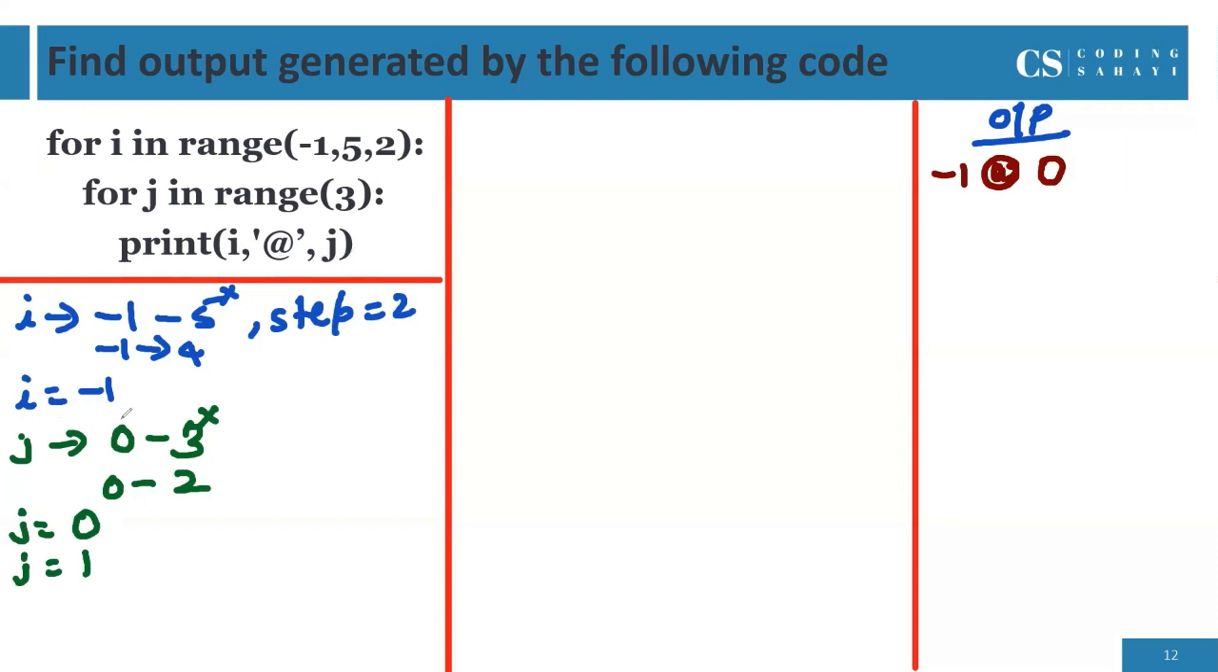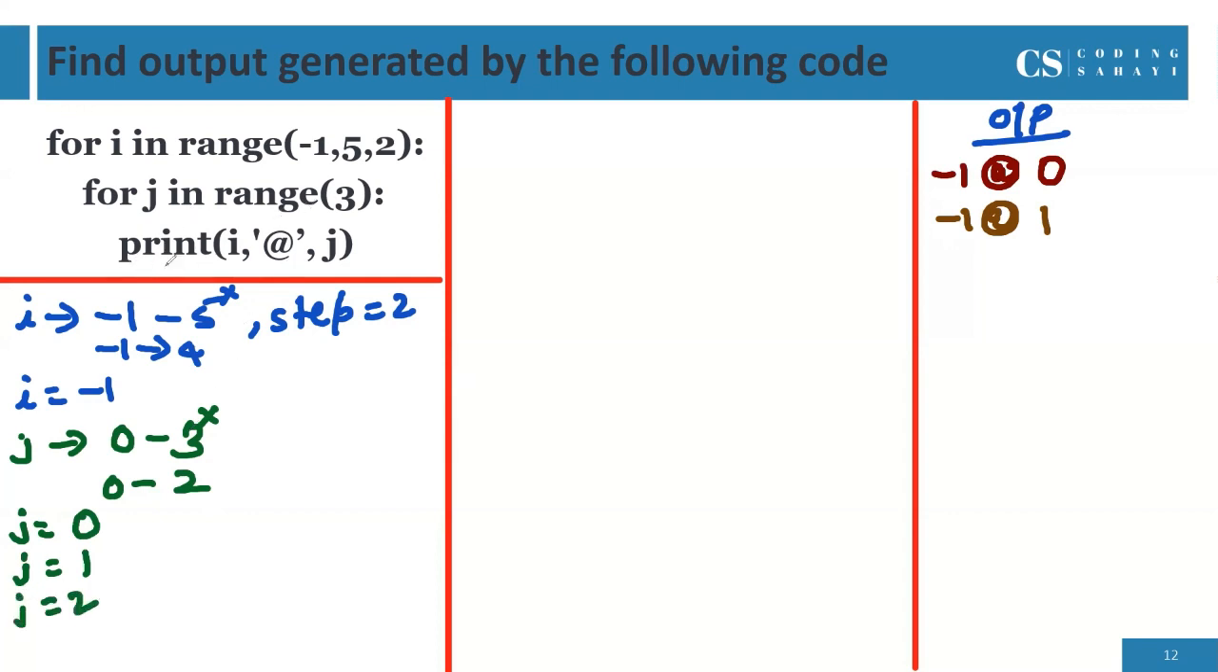Whether the value of i is changed? No, we are still inside our inner loop. So whenever you are going to the outer loop, that time only it is changing. So still the value of i is -1 itself, but the value of j is changed to 1. So now you are getting the value as i is -1 at the rate of j, j is 1.